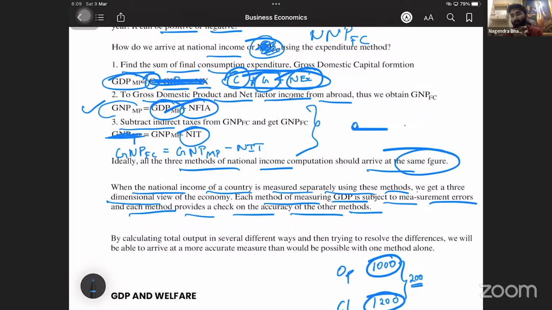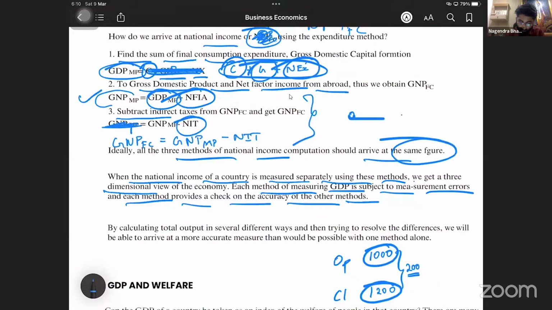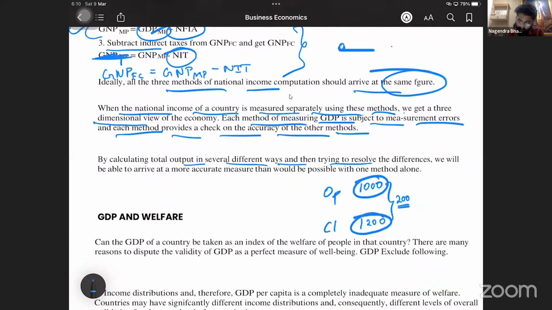That's okay if there is some difference. But remember, there should not be a huge difference. By calculating total output in several different ways and then trying to resolve the differences, we will be able to arrive at more accurate measures than would be possible with one method alone. So instead of going for only one method, it is better to calculate in all the methods and see the difference, so we can easily solve the differences.